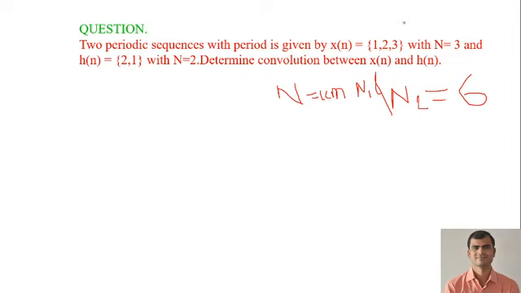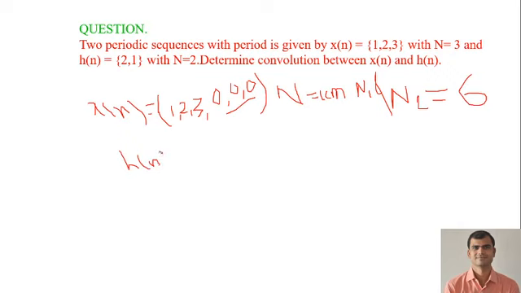So we need to make the sequence of x of n contain 6 samples. Here the sequence of x of n has only 3 samples, so we need to add 3 zeros. The added 3 zeros are known as zero padding: 1 2 3 and 3 added zeros to make a sequence of 6 samples. Similarly, for h of n, we need to add 4 zeros. Those 4 added zeros are also known as zero padding, to make the sequence 6 samples.